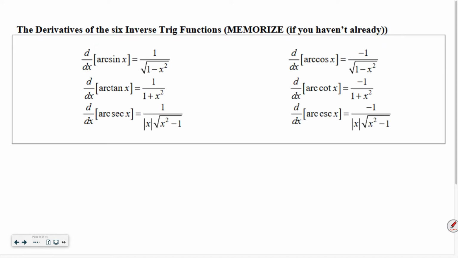And here are all of the rules. I would like you to write them down. And I will tell you which ones you need to memorize and which ones you don't.